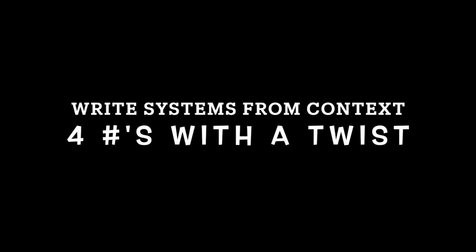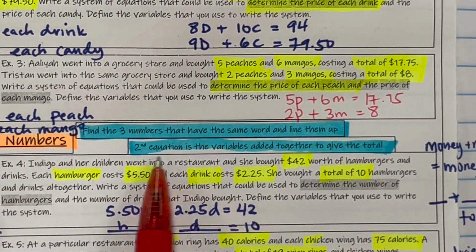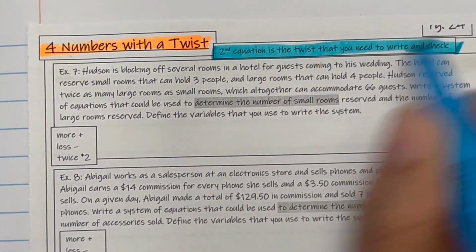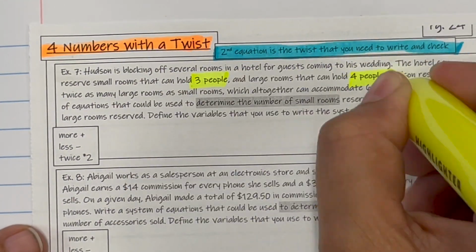All right, so we're still looking at writing systems from context. This time we're going to look at four numbers with a twist. It's just the same as the four numbers, but there's a twist on that second equation. The twist is that you need to write it and check it, because sometimes the words are very confusing. So again, highlight all your numbers.